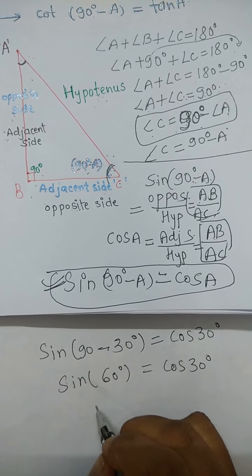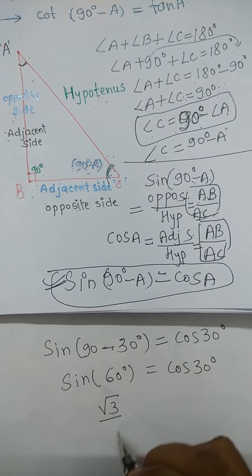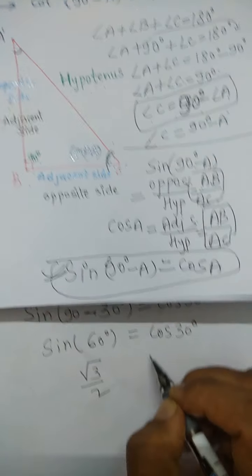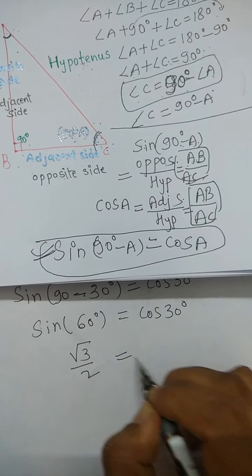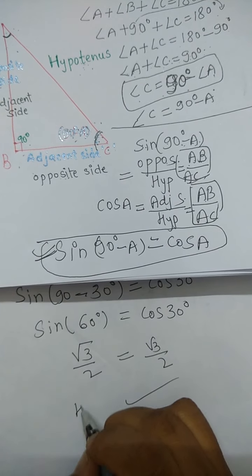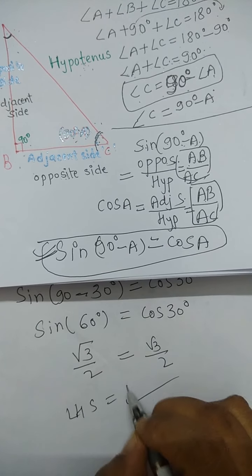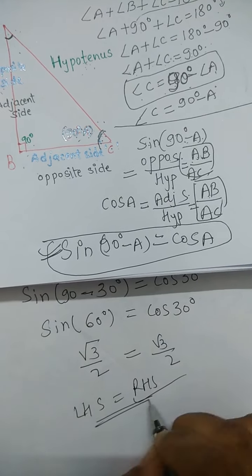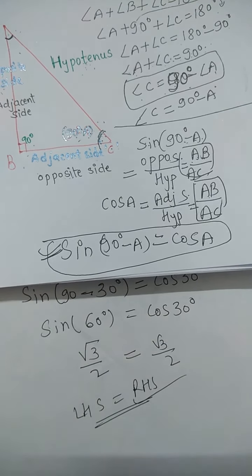Sin 60 degree, how much? Yes, you are right. Root 3 by 2. And cos 30 degree? It is also root 3 by 2. Very good. So both are equal. Hence LHS equals RHS. Fine, understood? In this way you can take A value anything.